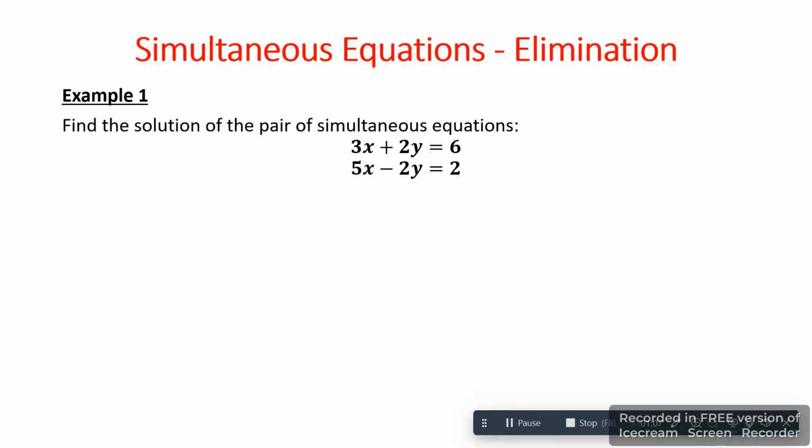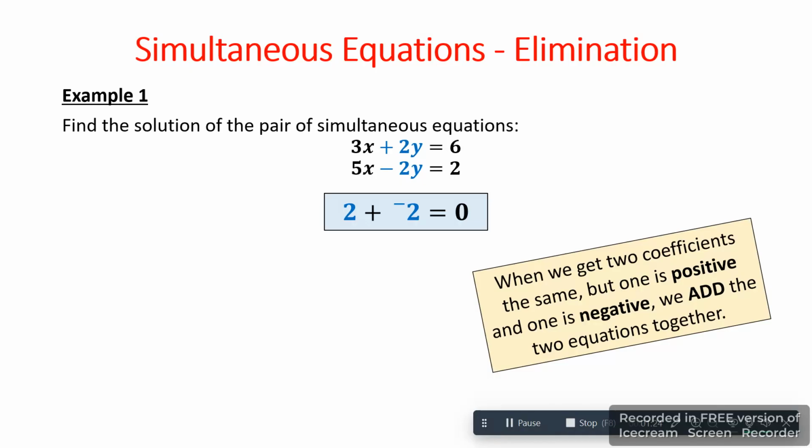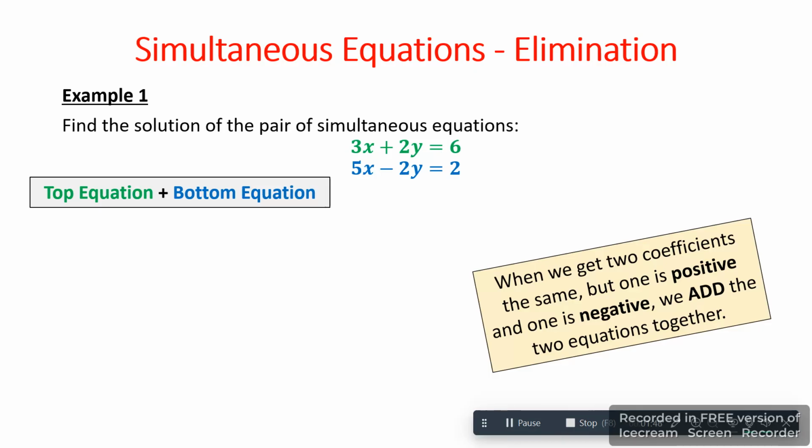All right, let's show you how it works. Have you spotted that the y variable has the coefficient of 2? Well, one's positive 2 and one's negative 2, but they both have the same value, which is 2. And if we spot the same coefficient on one of the variables, what we're going to do is add the two equations together, because if we add 2 plus negative 2, we get 0. And that's how we're going to eliminate one of the variables. So when we get two coefficients the same value, but one is positive and one is negative, we're going to add the two equations. So we're going to add the top equation to the bottom equation.